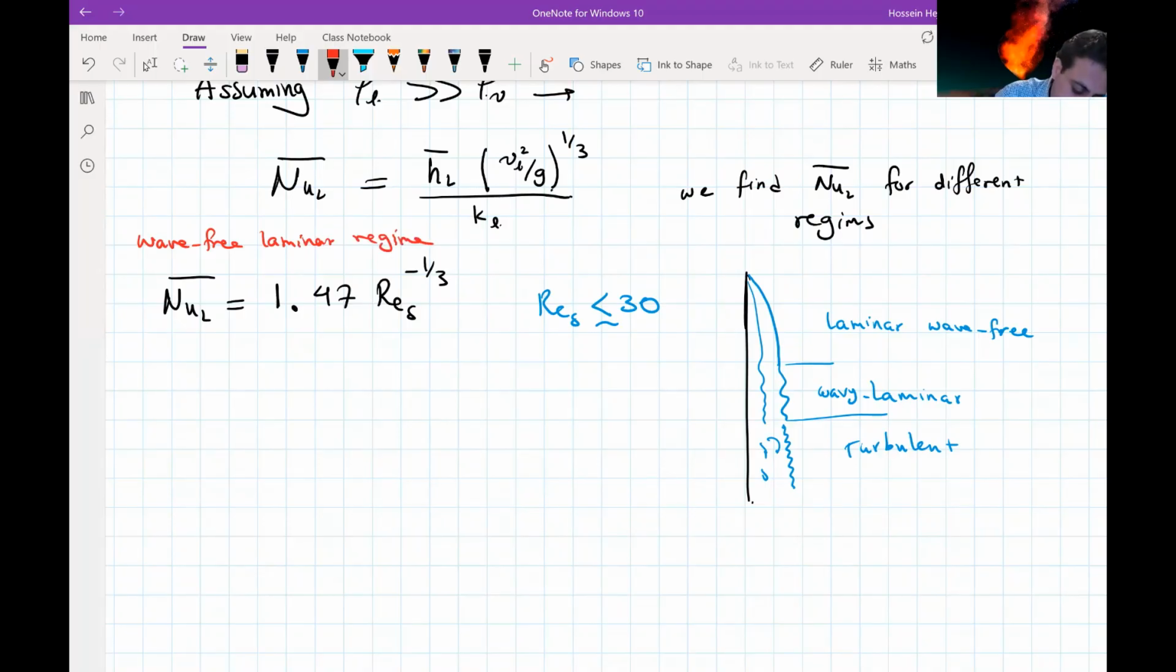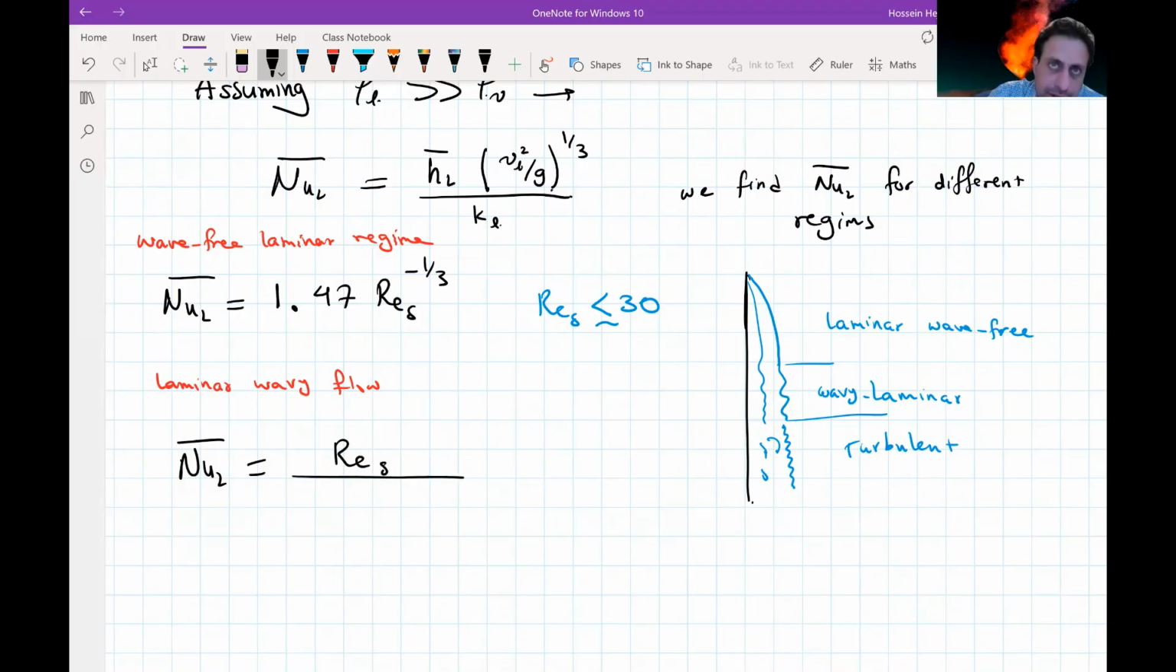Then for the laminar wavy flow, this Nusselt number, remember for all of them the definition is h times L, the characteristic length, divided by the thermal conductivity of liquid. For this one it is going to be Reynolds number delta divided by 1.08 Reynolds number delta to the power of 1.22 minus 5.2. And this regime was happening with Reynolds number delta greater than 30 and less than 1800.